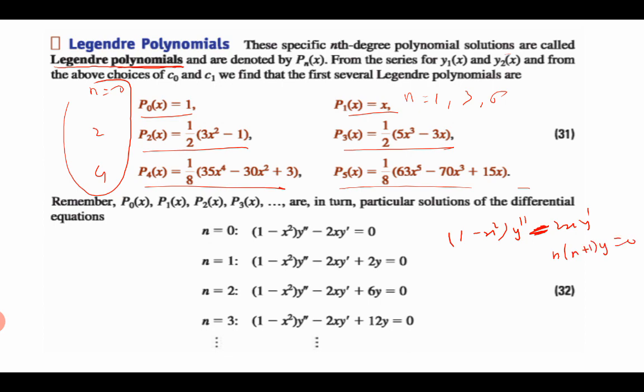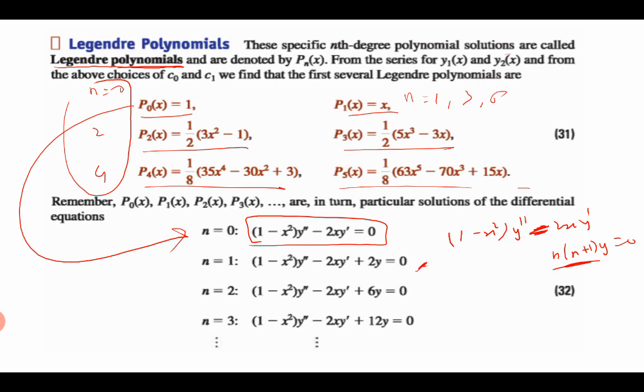This is Legendre's differential equation. When n equals 0, this part will not be there. So this will be the differential equation when n equals 0, and P0 will be the solution of this one. P1 will be the solution of this one. P2 will be the solution of this equation, n equals 2, isn't it? P3 will be the solution of this equation, and so on you can find.